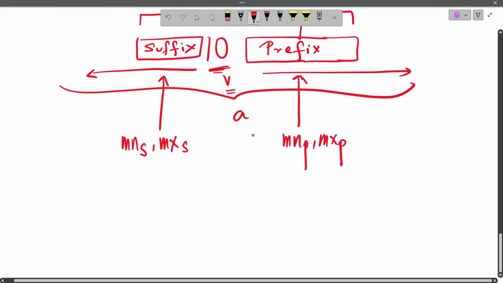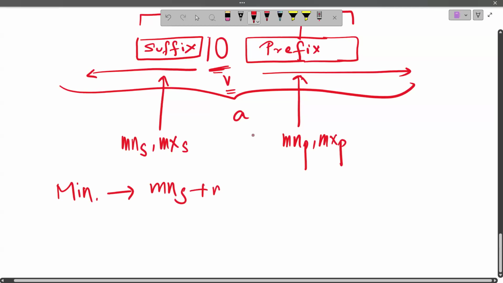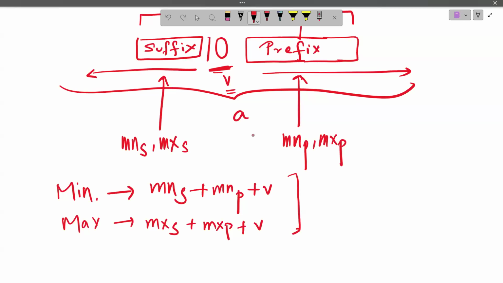Then don't you think that for any subarray sum, the minimum which I can have, we take the minimum from here, that would be mns, take the minimum from here, that would be mnp, and simply add v because you have to include it always. Similarly, the max you can have is simply take the max from both sides, mxs plus mxp, and then add v. You know that all subarrays which include v will get values in these two ranges only.